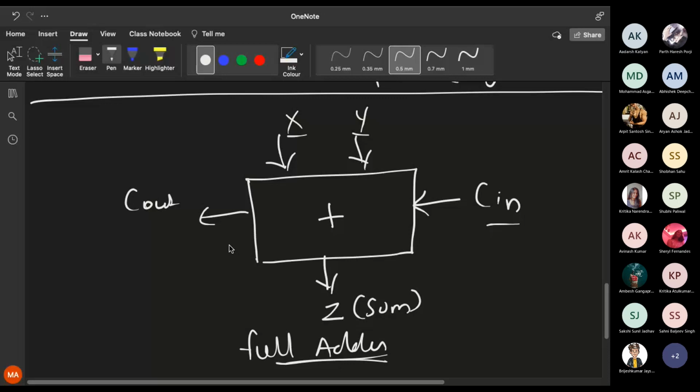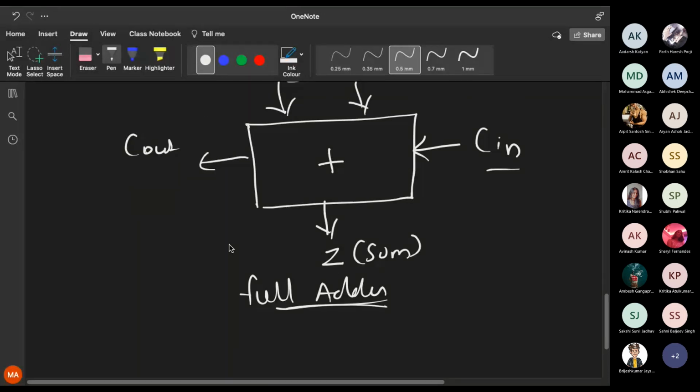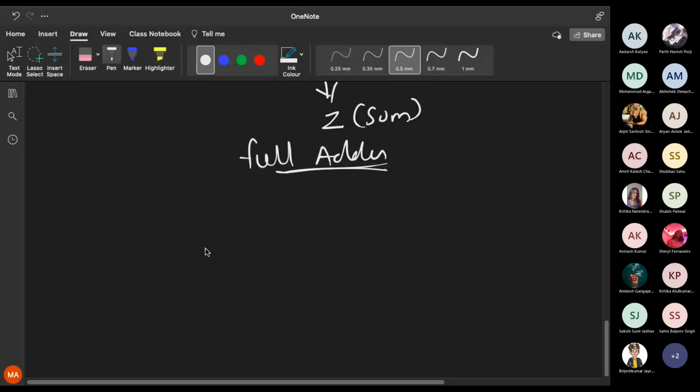Yes, sir. So if you have three inputs, अगर मुझे truth table बनाना पड़ेगा, तो truth table में क्या आएगा? We have c in, we have x, we have y. So this is one of the outputs. Output में क्या आएगा? We have something called as z, which is the sum, and we have something called as the c out. Okay, truth table बनेगा मेरा.